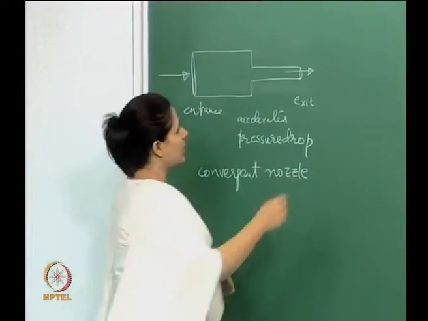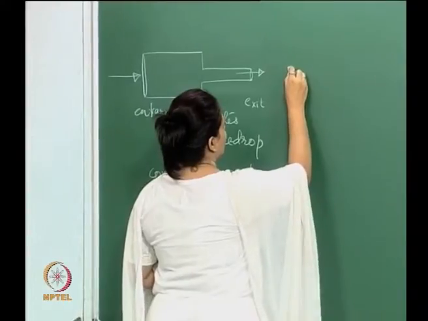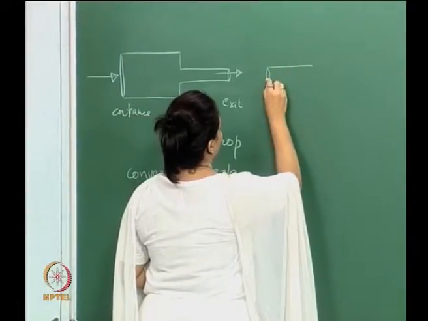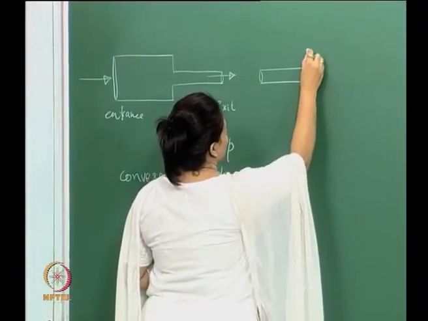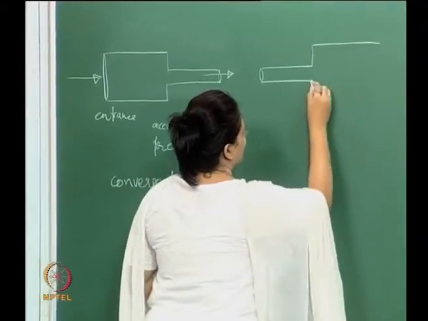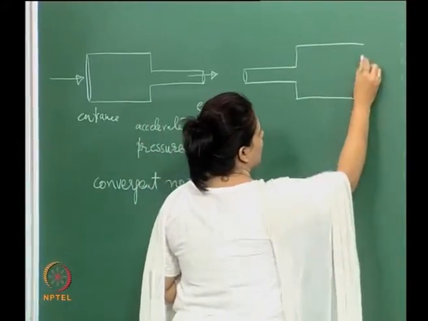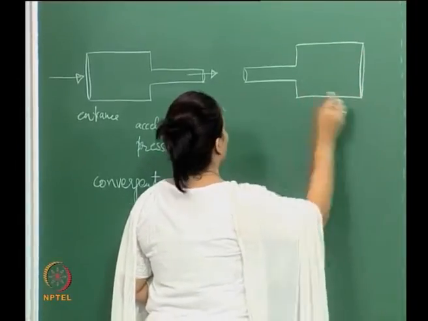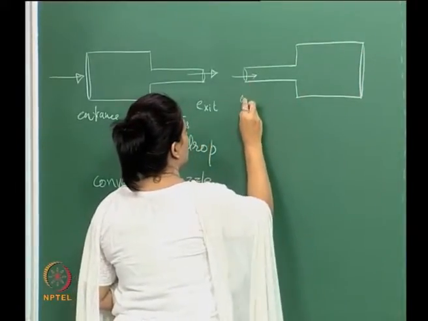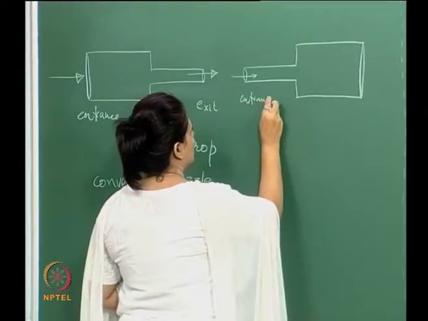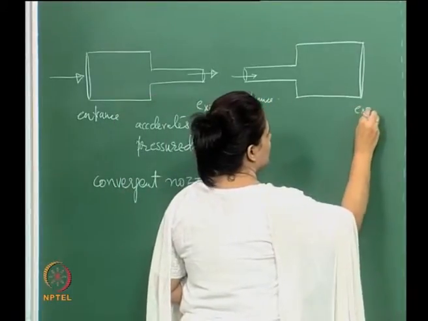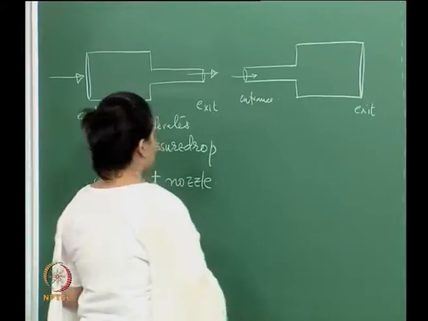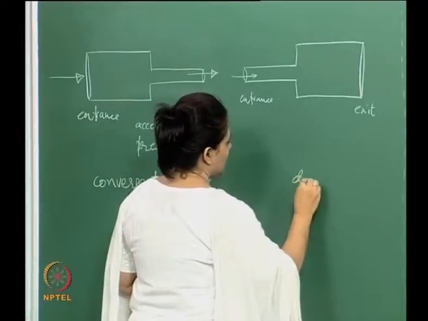Okay, now we can have another type of nozzle as well, where the entrance is narrow and the exit is large, right? So now this is the entrance and this is the exit, and this is a divergent nozzle. Okay, this is a divergent nozzle.